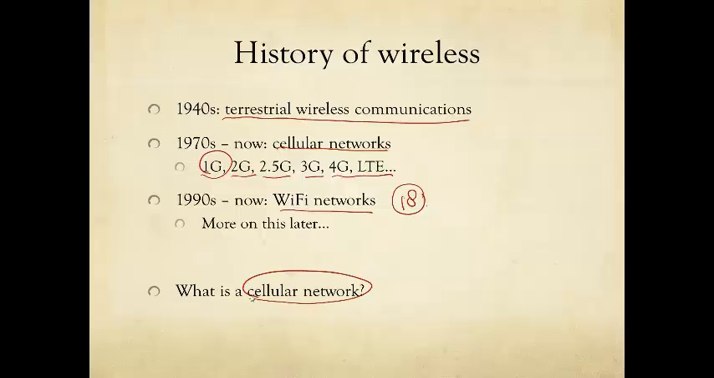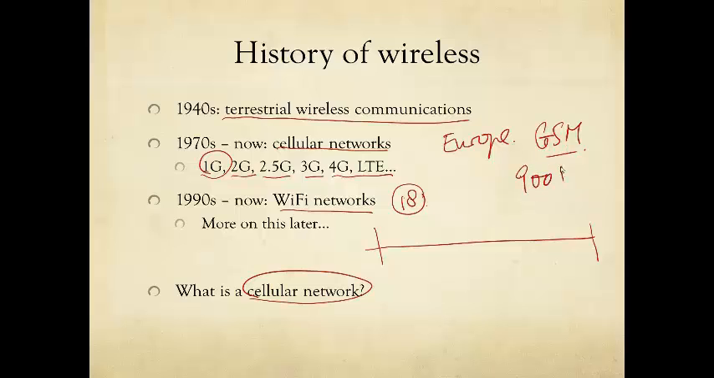And what is a cellular network? Why do we call that cellular? What is a cell? Now I have to first understand that the air interface of a cellular network or Wi-Fi networks use parts of the electromagnetic spectrum. For example, in Europe, the most popular second generation cellular network was called GSM, and the frequency band around 900 megahertz was devoted to GSM.